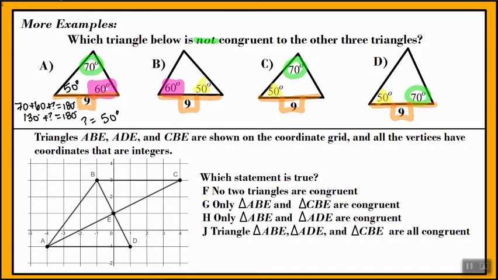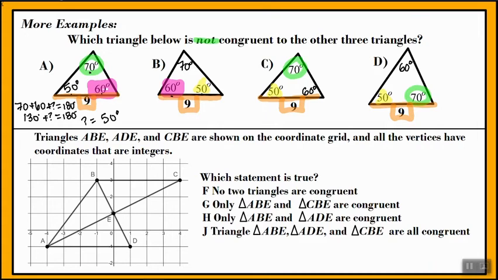Well, now I can see that anytime I have 70 and 60, I should get 50 degrees. Anytime I have 70 and 50, I should get 60 degrees. So anytime I have 60 and 50, I should get 70 degrees. So 70, 50, 60, 50, 70, 60. And remember, if you're not comfortable with that relationship, you can solve it each time.